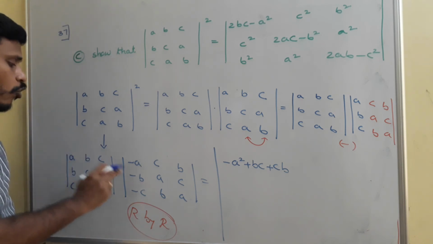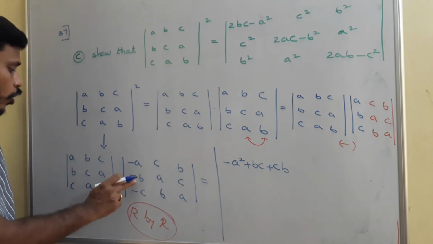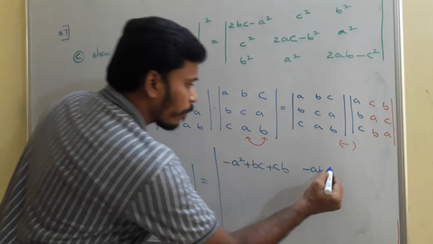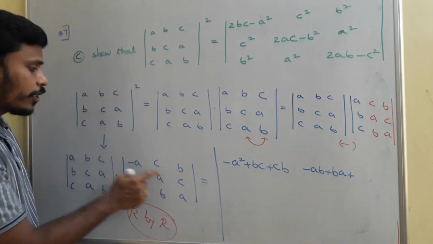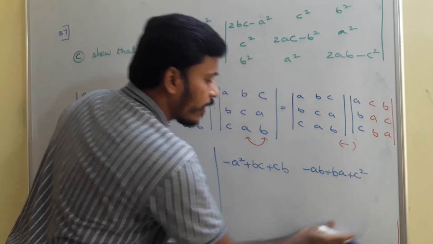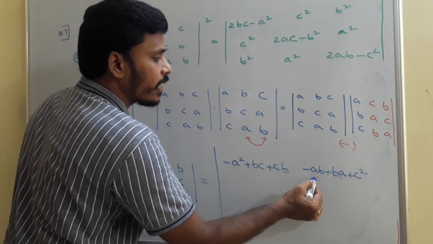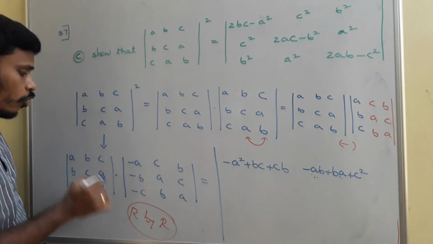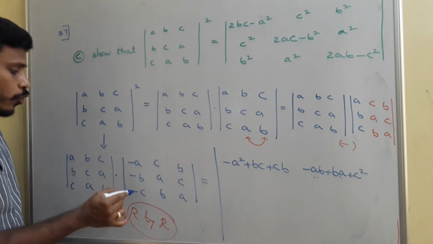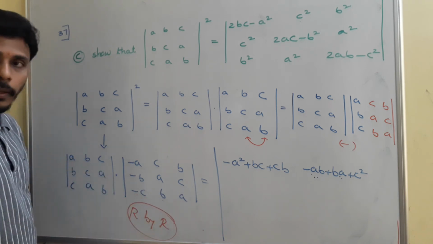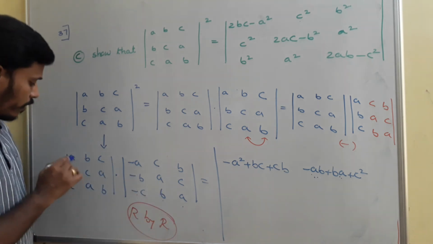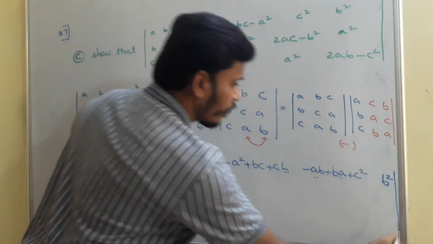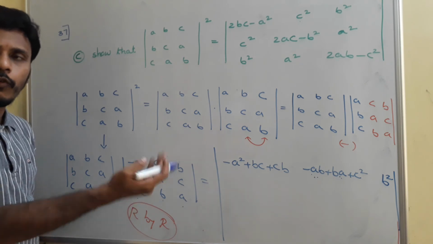And then you multiply the first row with the second row. A into B is minus AB, plus B into A is plus BA, plus C into C is C square. If you simplify, minus AB and plus BA get cancelled, and you are left with C square. Similarly, if you multiply the first row with the third row, A into C is minus AC, B into B is B square, C into A is CA. The first minus AC and the last CA get cancelled, and you are left with B square. I am writing directly here because of the space concern. Similarly, you can fill in all the remaining elements.